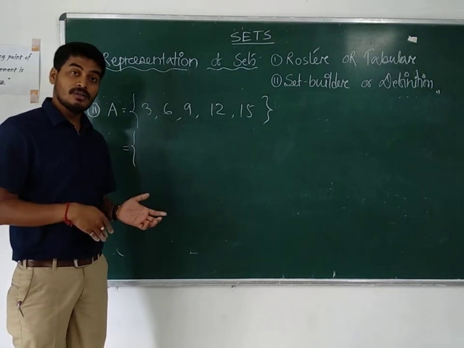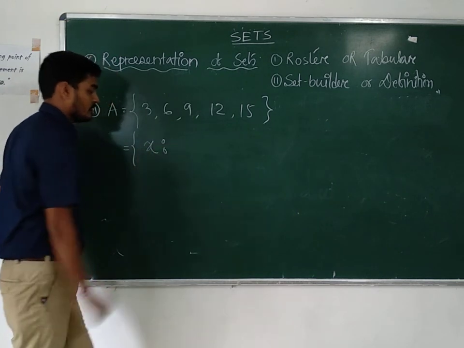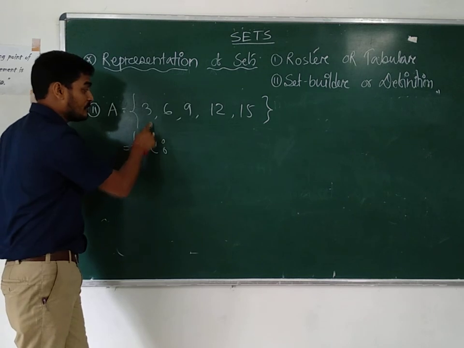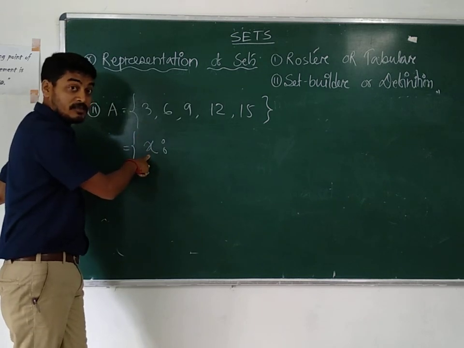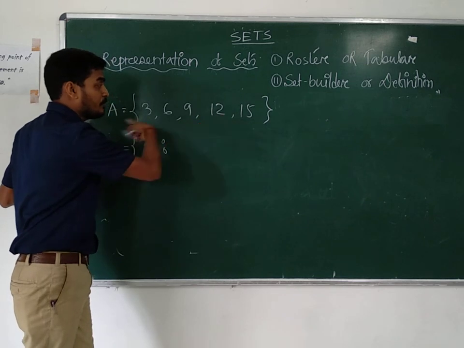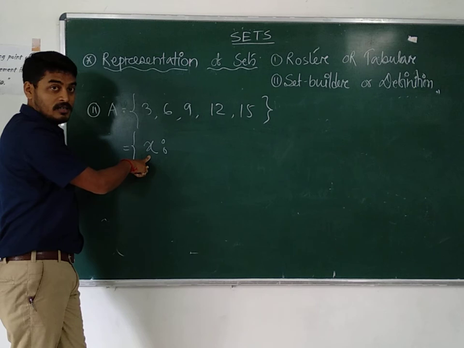Variable is a quantity whose value varies, just like this one, x. X means an element of the set. X may be 3; this is a variable because it doesn't have any specific value. It may be 3, maybe 6, maybe 9, maybe 12, maybe 15. To represent all the elements, I have used the variable whose value varies.